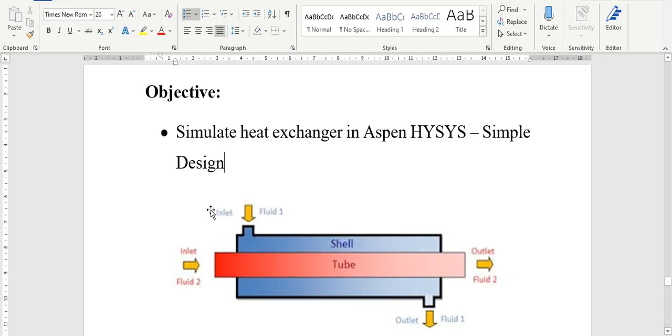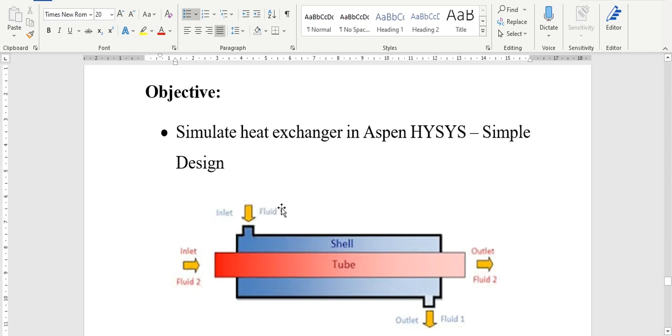the shell side a fluid enters, which is labeled as fluid 1, and the outlet of this fluid is shown over here. Similarly, one fluid enters the tube side and it leaves from this side. Usually, the fluid entering the shell side is termed the hot fluid and the one entering the tube side is termed the cold fluid, but this may vary as well. Hot stream or hot fluid is that fluid whose temperature needs to be lowered during this heat exchange process, and cold fluid is that fluid which gets heated during this heat exchange process.